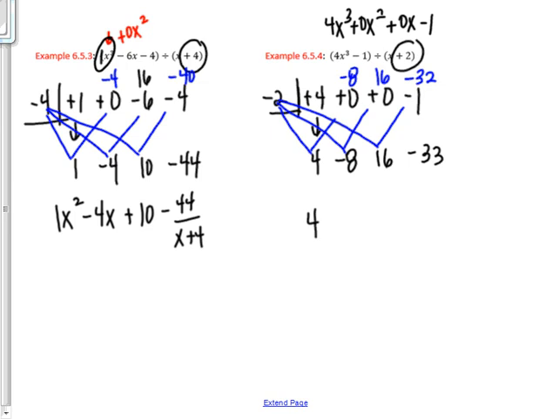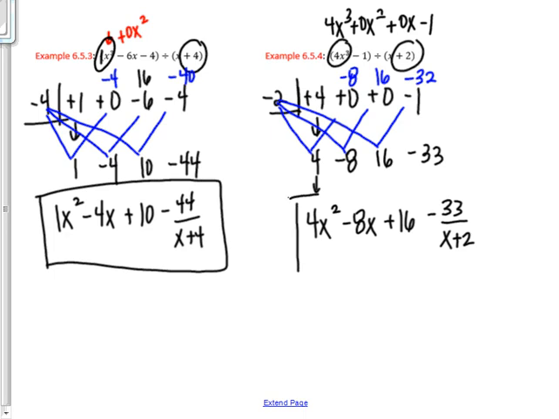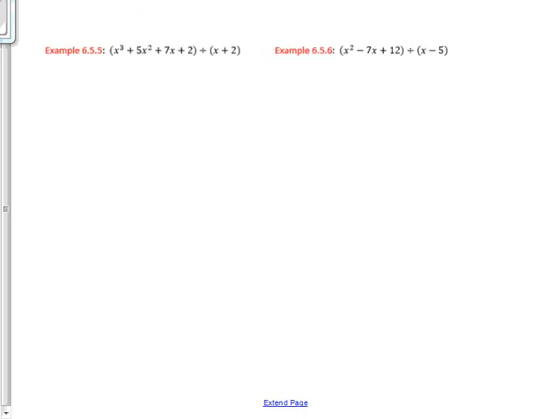So I have my first number 4. It's going to be 4, 1 less than that, x squared, minus 8x, plus 16. You just count them down from there, minus your remainder over x plus 2. So, sorry, here were these two answers. And let's do our last two real quick.